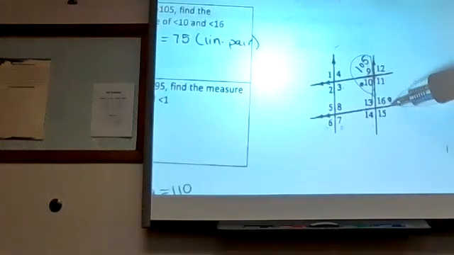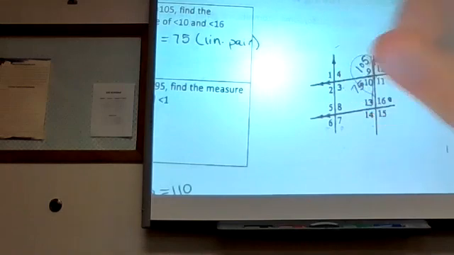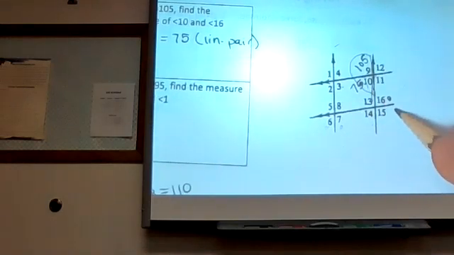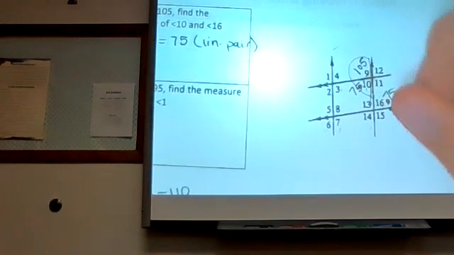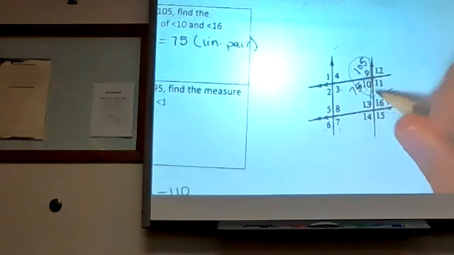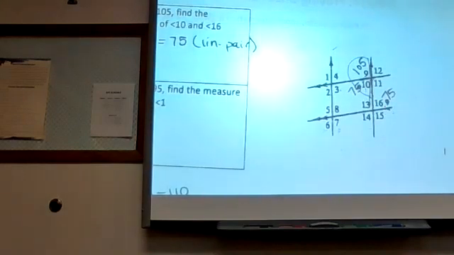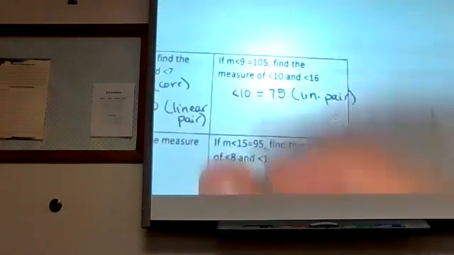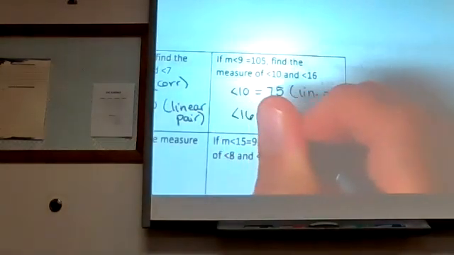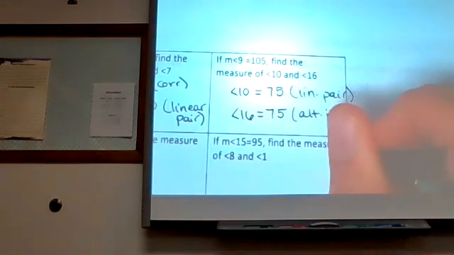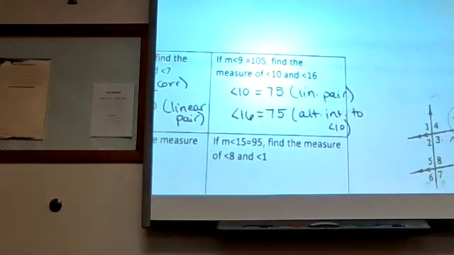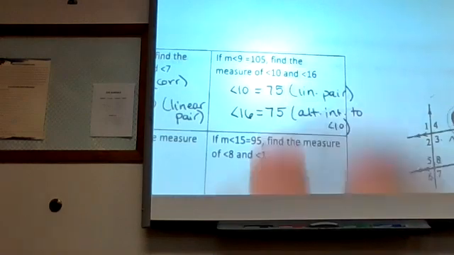And now 16 is not related to 9. This is out, that's in, and they're on opposite sides. That's not a relationship. What 16 is related to is 10. So if I know that 10 is 75, then I know that 16 is 75 because they're alternate interior. So I'm building from the first part into the second part, where I know that angle 16 is also 75 because it is alternate interior to angle 10. It's kind of fun, right? It's like a puzzle.